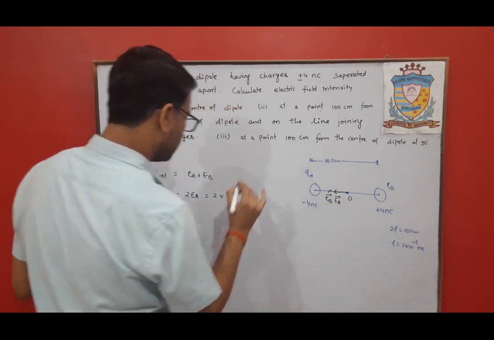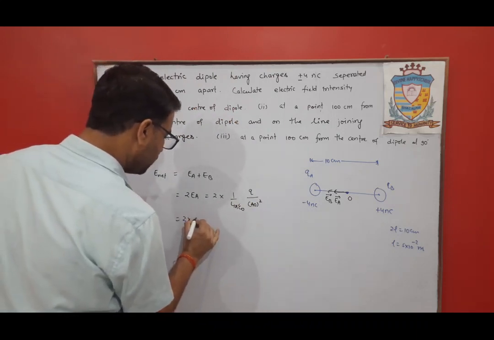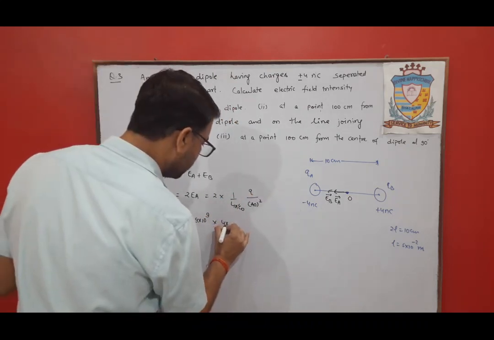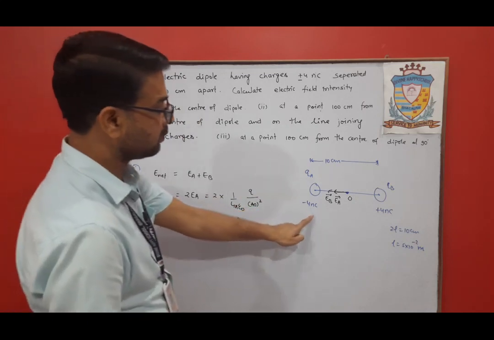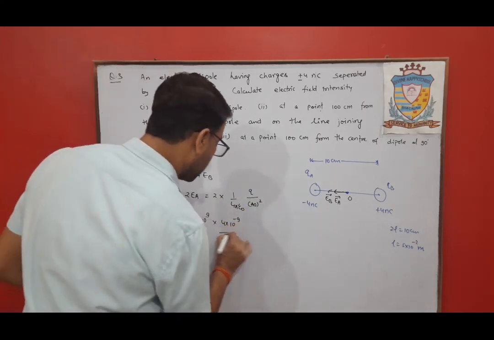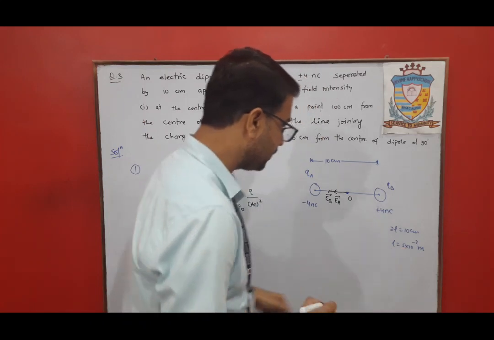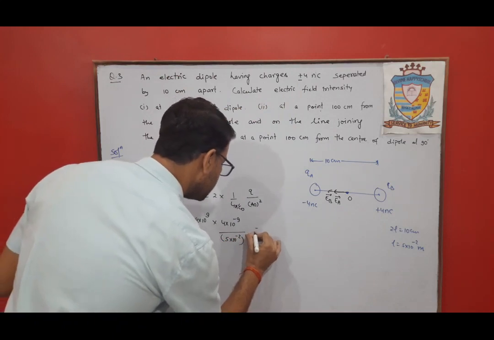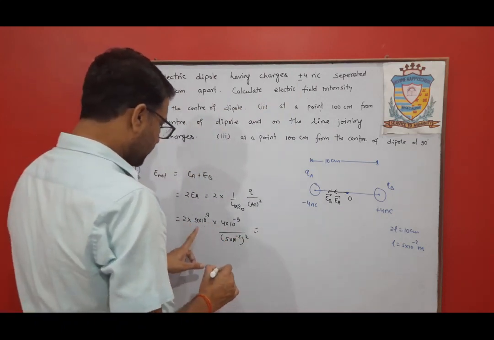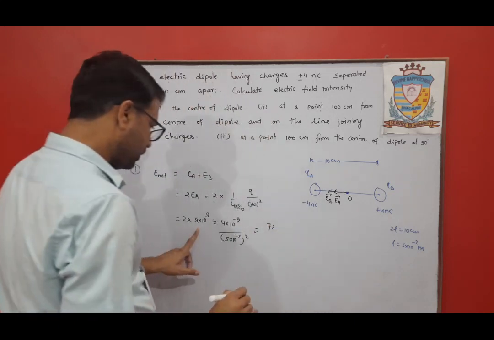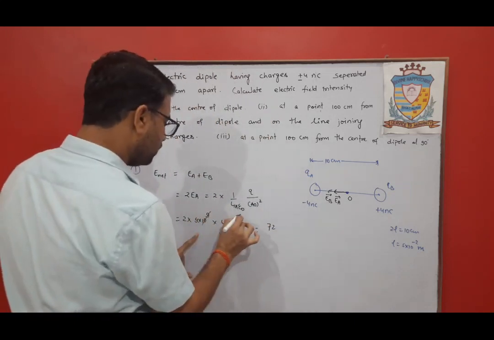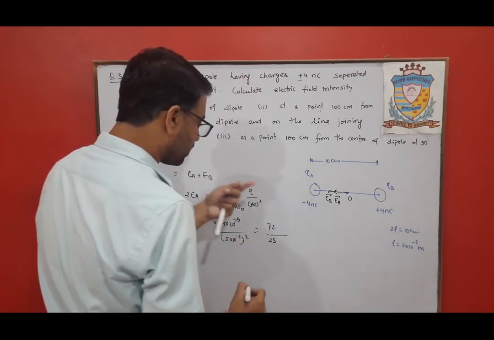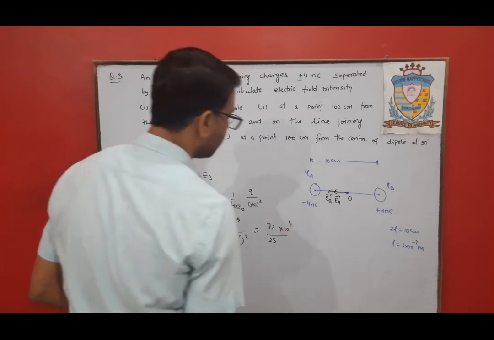AO square, which equals 2 into 9 into 10 to the power 9 into Q, that is 4 into 10 to the power minus 9, nanocoulomb, upon (5 into 10 to the power minus 2) whole square, which equals 4 into 9 into 2, that is 72, and these two cancel out upon 25, and here it becomes 10 to the power minus 9 upon 10 to the power minus 4, so here it is 10 to the power 4.